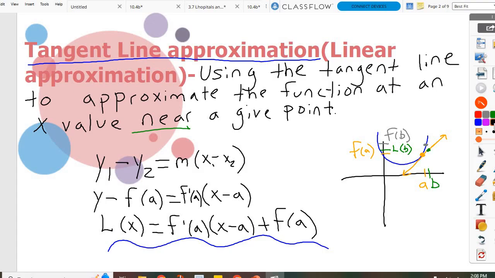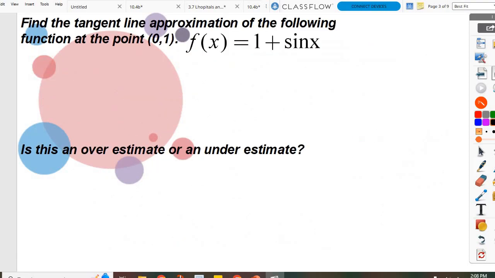So it makes a little bit more sense once we start seeing some values. It says find the tangent line approximation of the following function at the point 0, 1 for f of x equals 1 plus sine of x, and then approximate x equals 0.1. So the first step is to find that L of x, because then we're going to use our L of x to approximate 0.1.